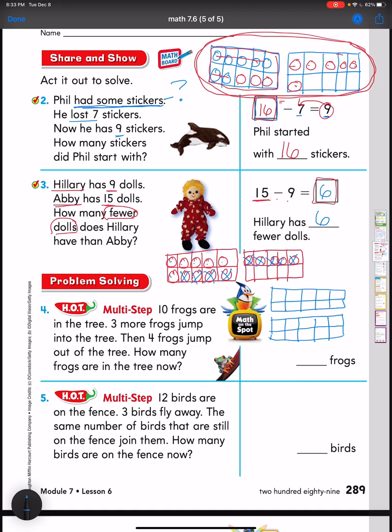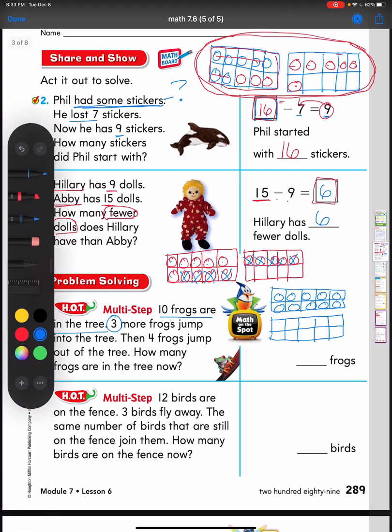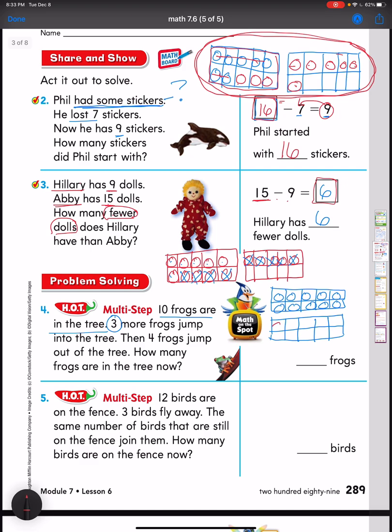All right, what do I know? I know that 10 frogs are in the tree. I'm going to draw that. That's that whole 10 frame right here. 10 frogs are in the tree. Then it tells me 3 more frogs jump into the tree. That means I need to add 3 more frogs. How many do we have now? 10, 11, 12, 13.